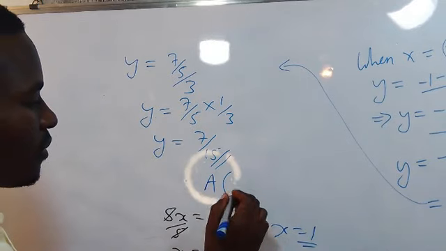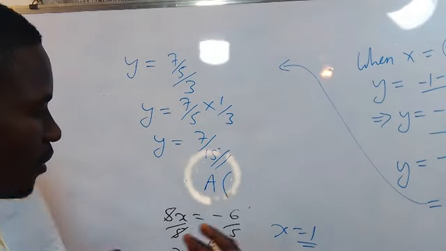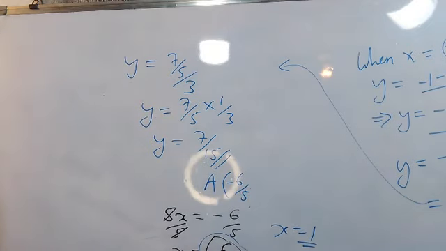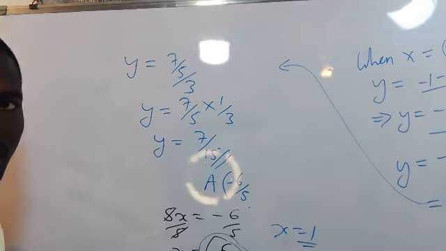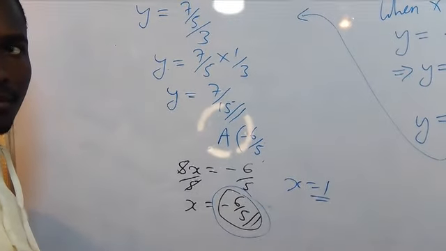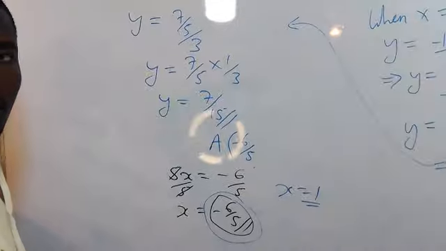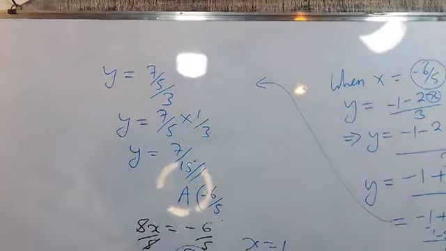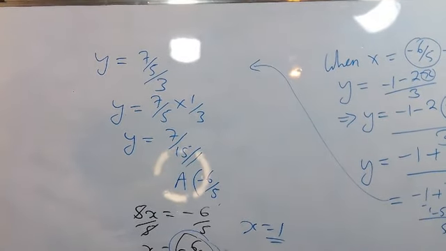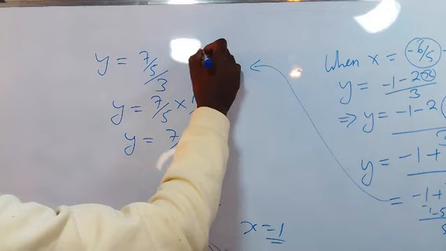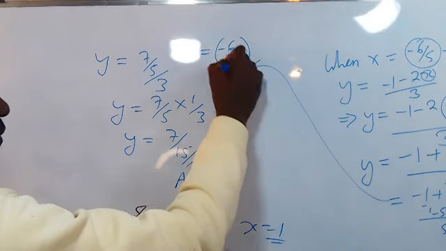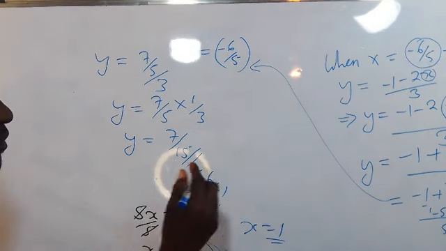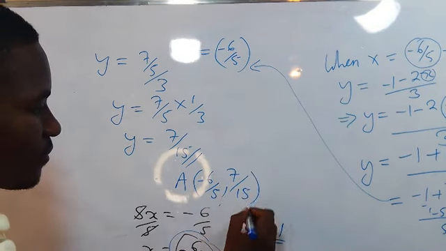So our point, let's say A, the coordinates. Remember that x was found as negative 6 over 5, comma y, it is 7 over 15.